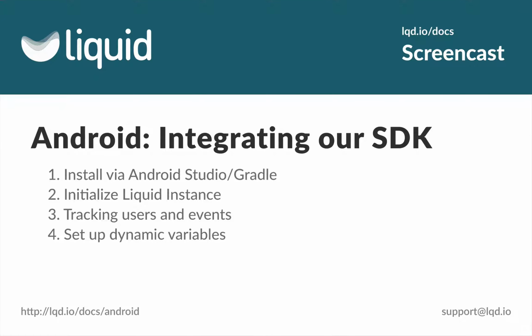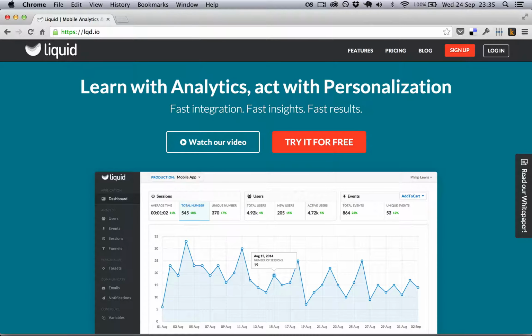How to integrate Liquid for Android. Liquid is the first of its kind mobile analytics platform that allows publishers to personalize their apps in real time based on user profiling, activity, and without changing the code.